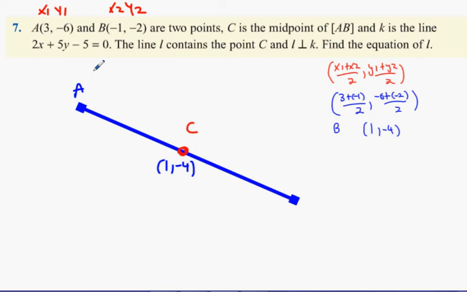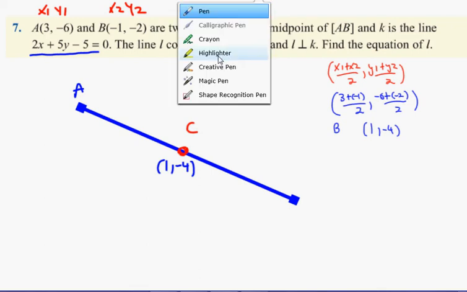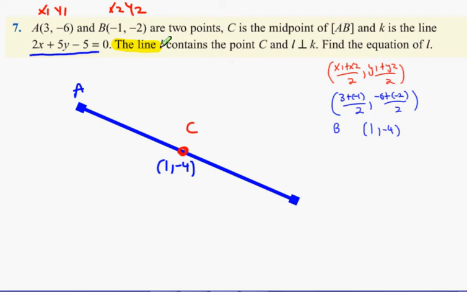K is the line 2x plus 5y minus 5. The line L, it's specifying that L is a line. Just very important that. And the question is, find the equation of L. So what does that mean we're doing for this question? We're doing the equation of a line.